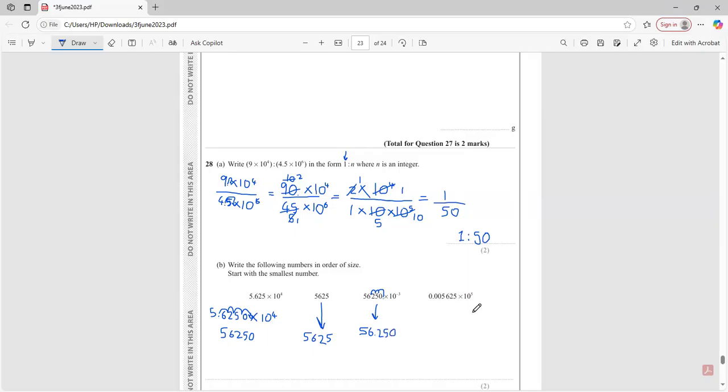Now, finally, we have 0.005625 times 10 raised to the power 5. And because it's positive, we are moving towards, sorry, let me put a direction on this. This one was towards the left. This one was towards the right, and this one is also going to be towards the right. So don't forget that, after I'm putting that arrow.